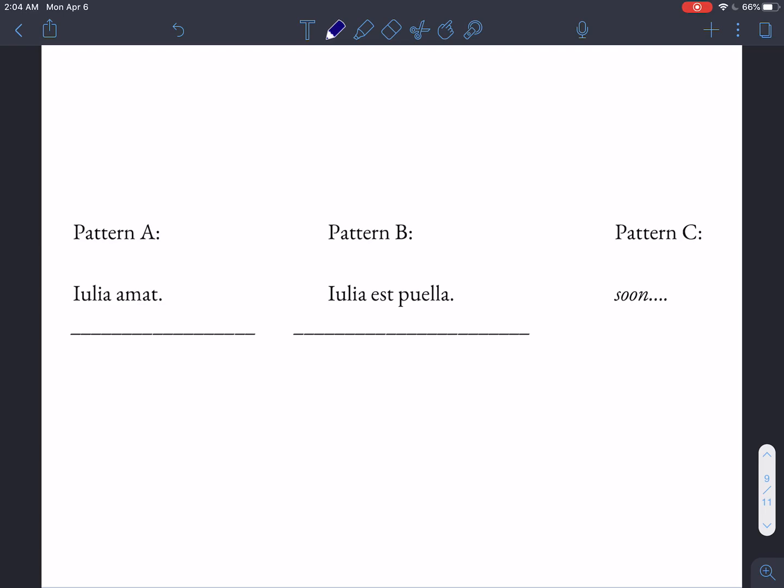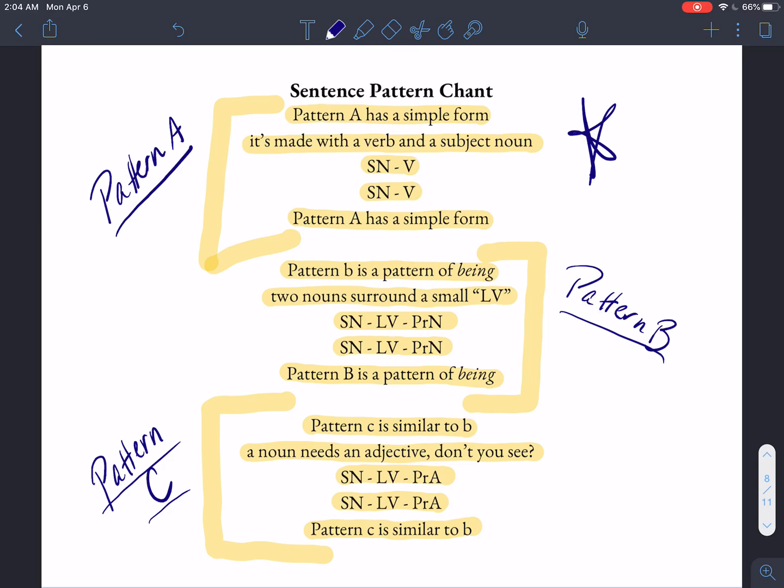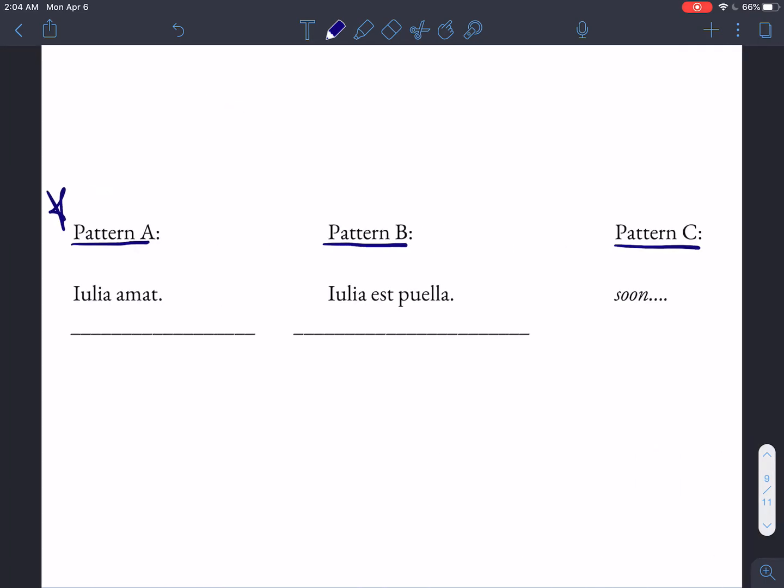Okay, so we just talked about pattern A, pattern B, and pattern C. Let's talk about pattern A first. Let's remind ourselves. Pattern A has a simple form. It's made with a verb and a subject noun. And the pattern is SNV. What does SNV stand for? SN stands for subject noun. And V stands for verb.